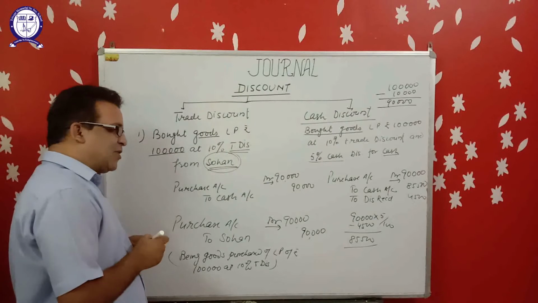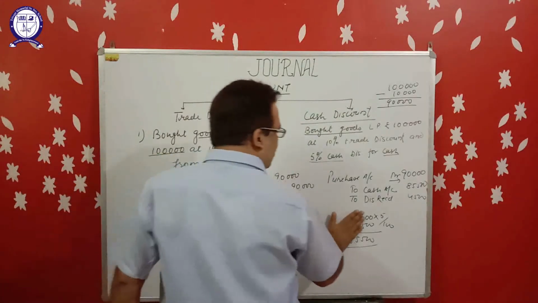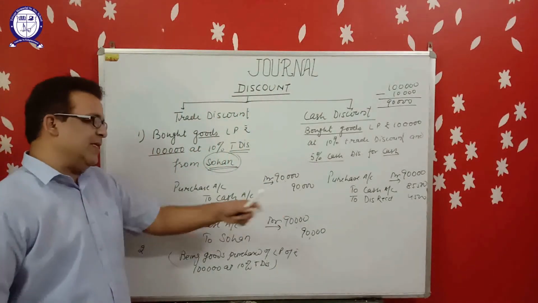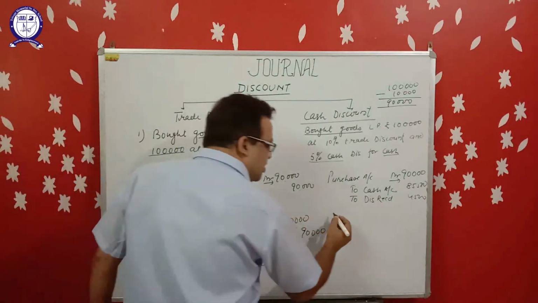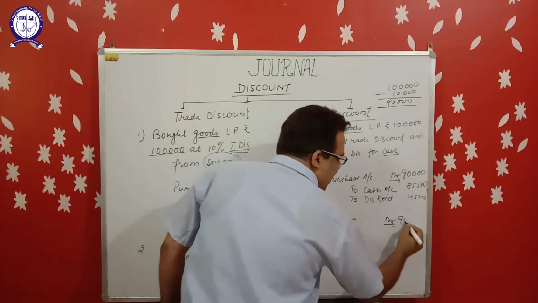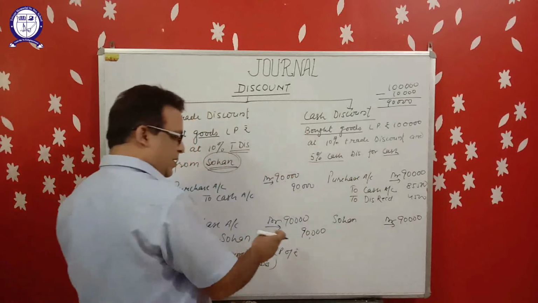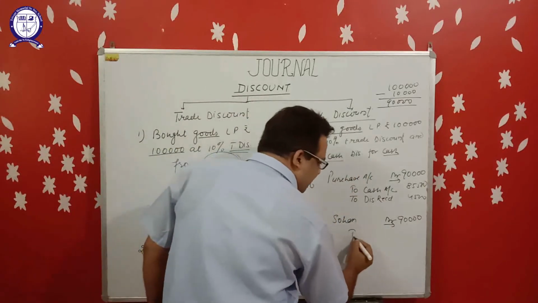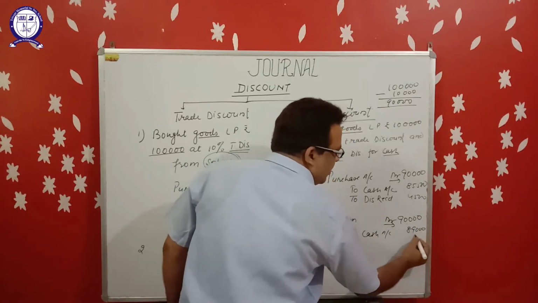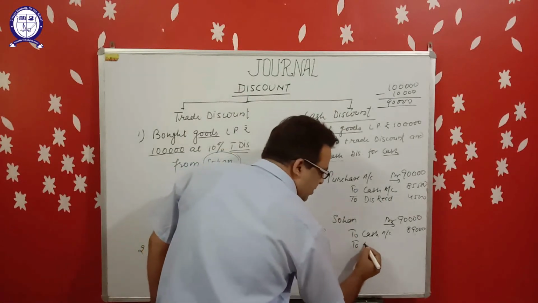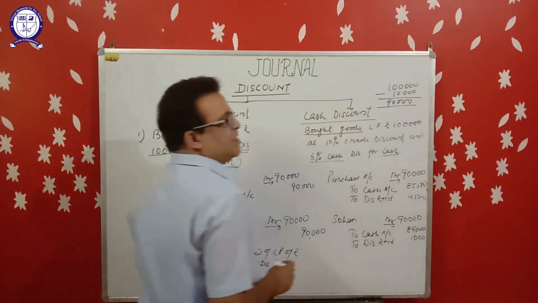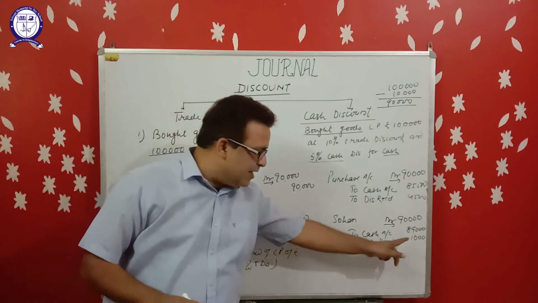Now cash paid to Sohan. Cash paid to Sohan in full settlement of his account rupees 89,000. Cash paid to Sohan. Sohan debit, we have to pay him 90,000, but in full settlement we are paying him 89,000. Discount received 1,000. Discount received is an income for the business. This is cash discount and it will be credited here.